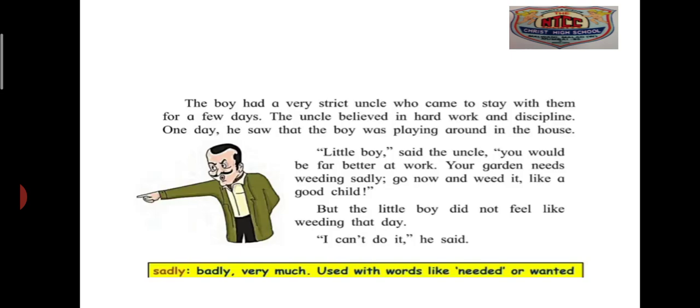Now here, what did the uncle want? The uncle, because he was very strict, saw that the boy was playing around in the house. So he saw the little boy and he said, "You would be far better if you were working. Can you see your garden? Your garden needs weeding. It's looking very bad. Go now and weed it." Means go and remove the unwanted or the dead plants. But the little boy didn't want to do the weeding that day. And he said, "I can't do it."